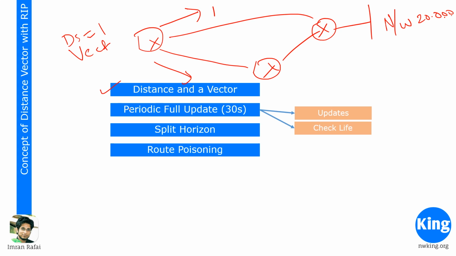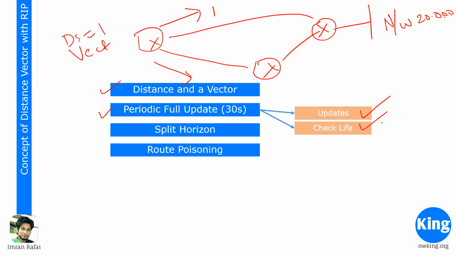Then it did a periodic full update. So if you remember, RIP every 30 seconds sent out an update. An update, like we discussed earlier, it sends the full routing table. Now, the periodic 30 seconds update of RIP had 2 functions. One was to update its routing table. Whatever is in its routing table is updated to the neighbor. And also 2, it served the function of checking if the neighbor is alive.